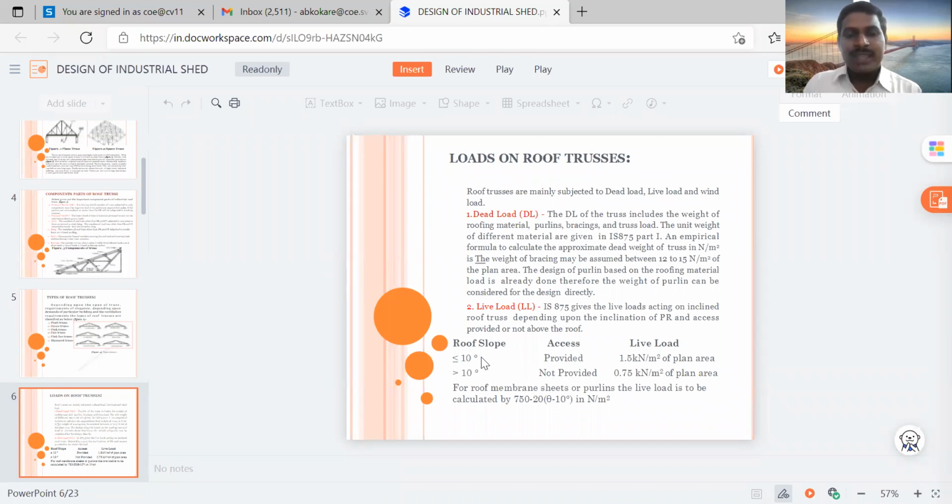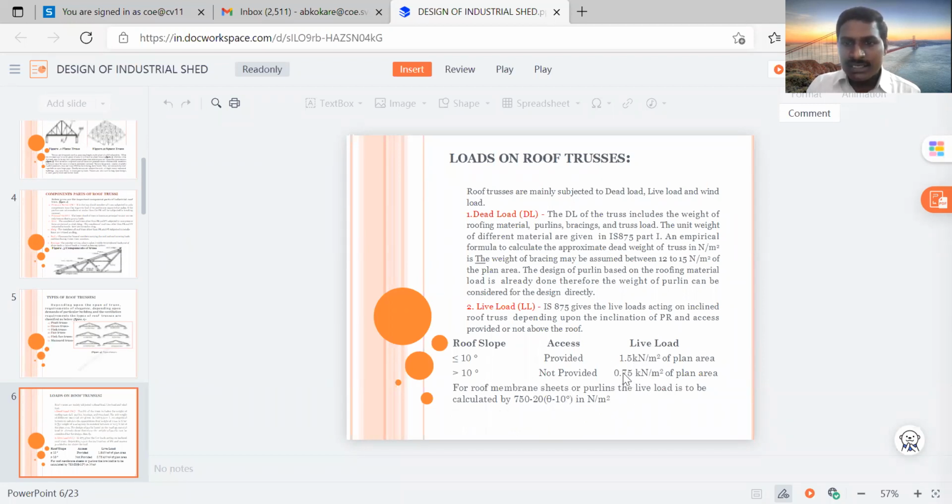Now, if the roof slope is less than 10 degrees, the live load is 1.5 kilonewton per meter square of plan area. It means we have to take the live load as 1.5 kilonewton per meter square when the slope is less than 10 degrees. And if the slope is greater than 10 degrees, then we have to take the live load as 0.75 kilonewton per meter square of plan area. Finally, we can calculate the live load by using this formula: 750.